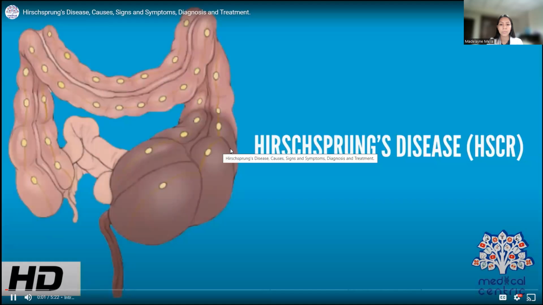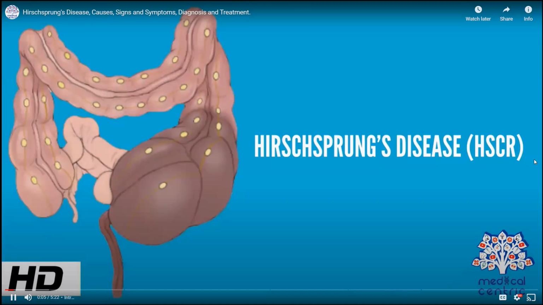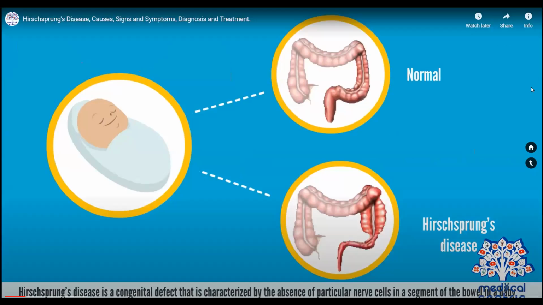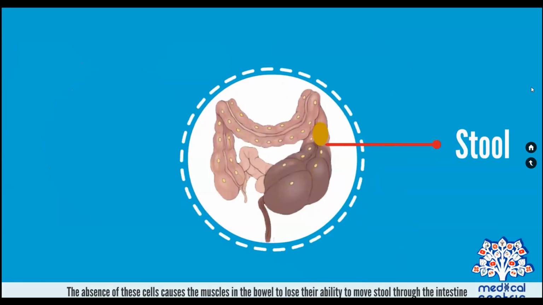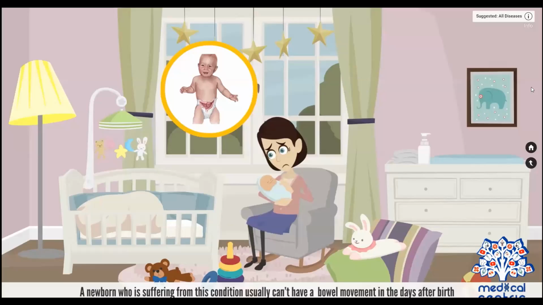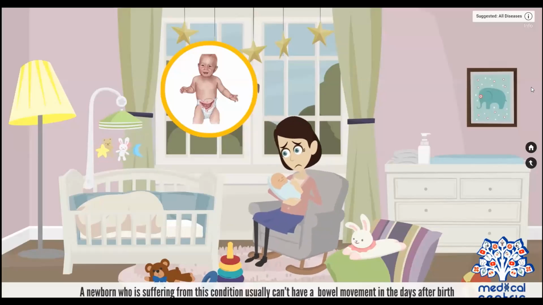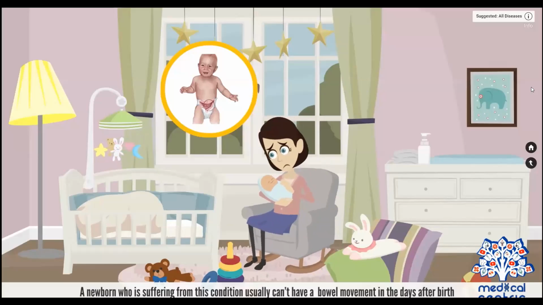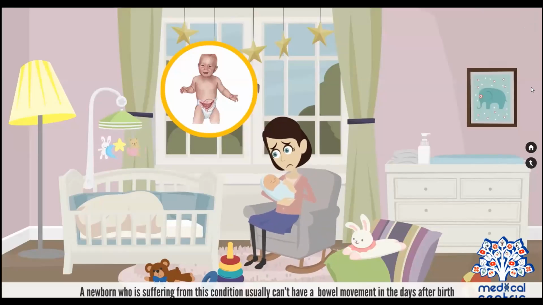Today's topic is Hirschsprung's disease, or HSCR. Hirschsprung's disease is a congenital defect that is characterized by the absence of particular nerve cells in a segment of the bowel in a baby. The absence of these cells causes the muscles in the bowel to lose their ability to move stool through the intestine. A newborn who is suffering from this condition usually can't have a bowel movement in the days after birth.